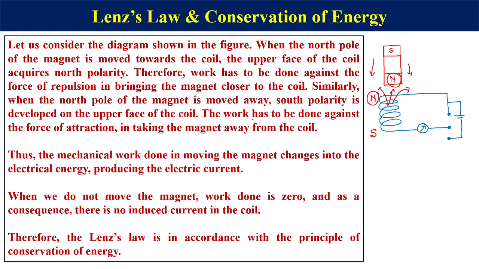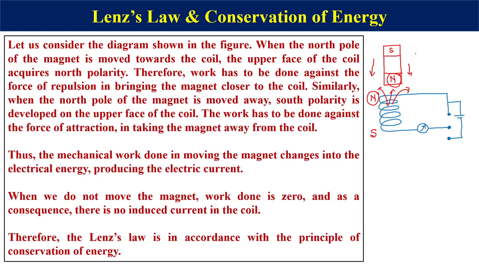So this mechanical work done in moving the magnet is changed into electrical energy, producing that electric current. Whenever you bring the magnet slightly closer to this coil, immediately a north-south pole is created. So if you have to bring this magnet further down to this coil, you have to spend some amount of energy from your own mechanical source, and that amount of energy is directly converted into electrical energy.